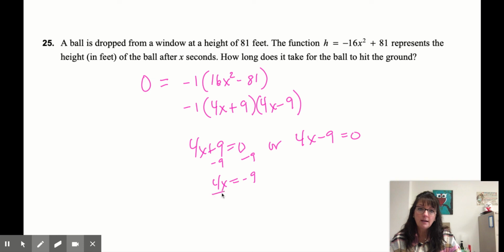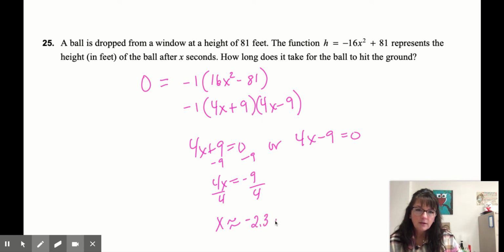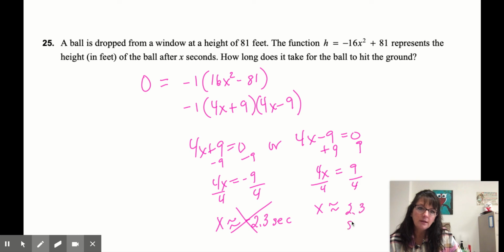4x equals -9. So x is approximately, when we do this, 9 divided by 4 is approximately 2.25. Doesn't really say what to round it to, so let's do that. Does that make sense? No, it does not. There's our extraneous answer. So this is the one we really want. And x is approximately 2.3 seconds in positive values for time.